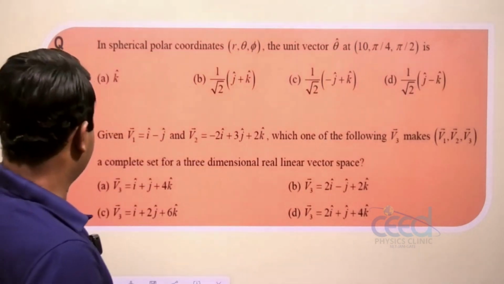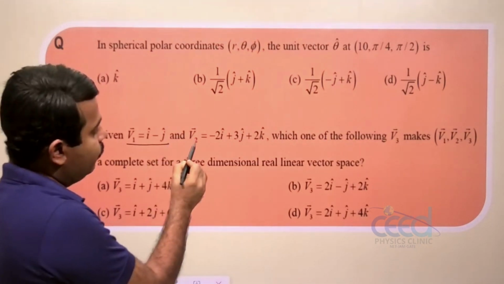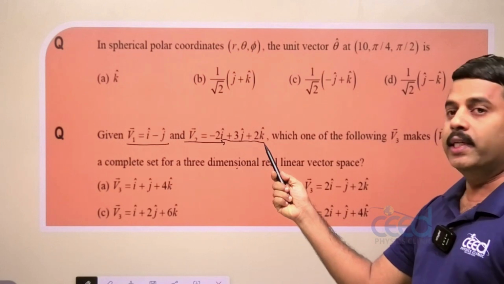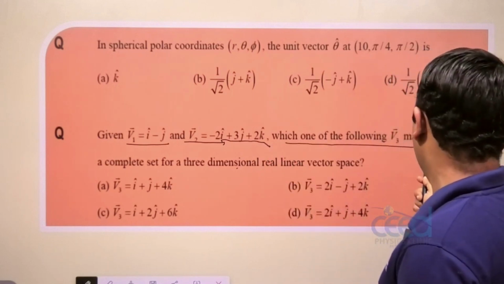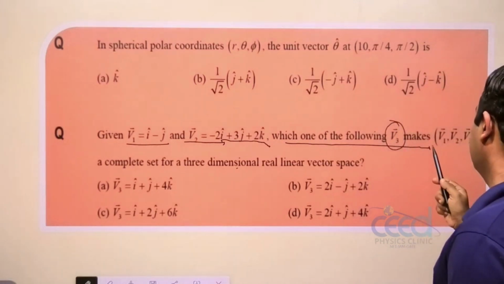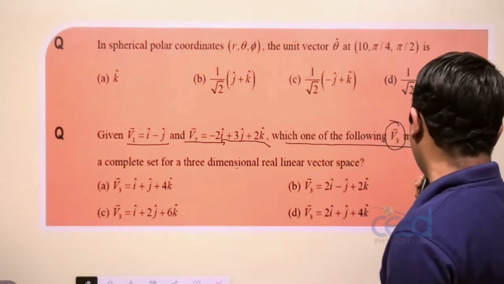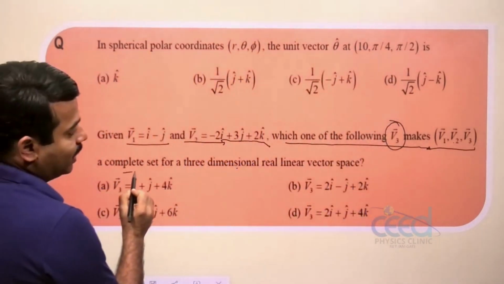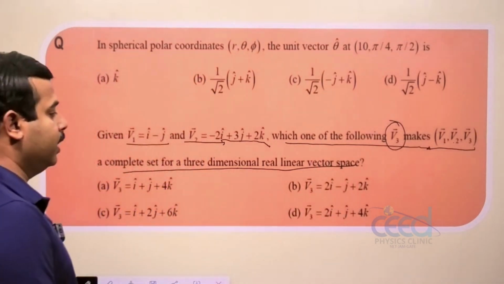Given three vectors, v1 is equal to i cap minus j cap, v2 is equal to minus 2i cap plus 3j cap plus 2k cap, which value for v3 makes v1, v2, v3 a complete set for a three-dimensional real linear vector space?